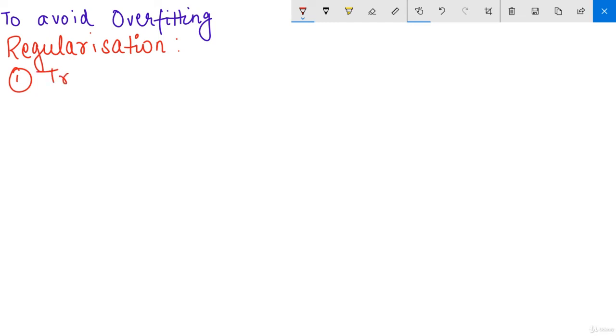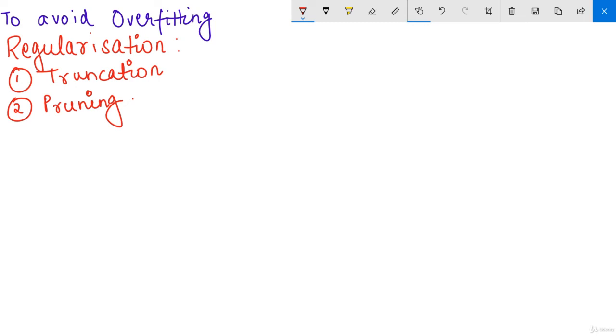First one is truncation, and second one is pruning. Okay, so let's start with truncation. Truncation is nothing but, when the tree is growing, at that time only we prevent it from growing too deep. Whenever the tree is in the growing state, at that time only we take some other step and say, okay, I don't want it to grow now.